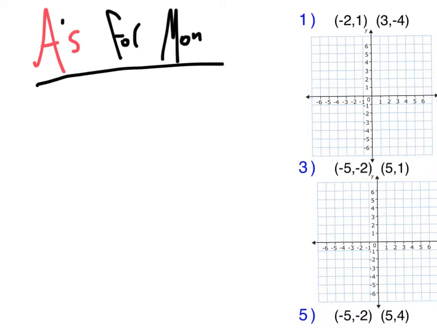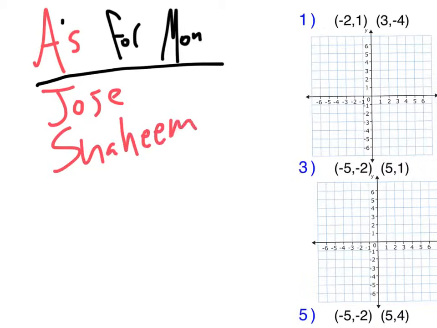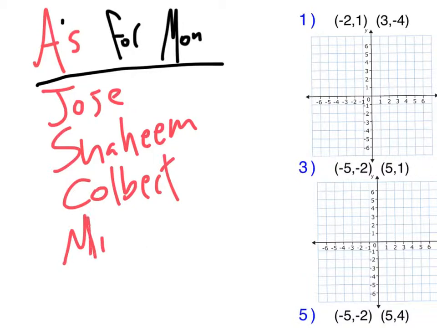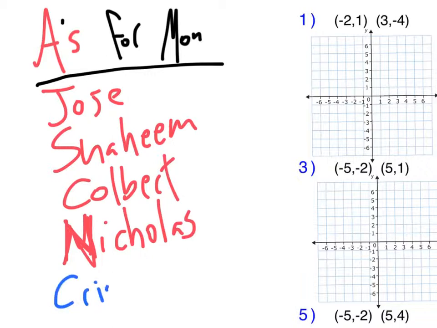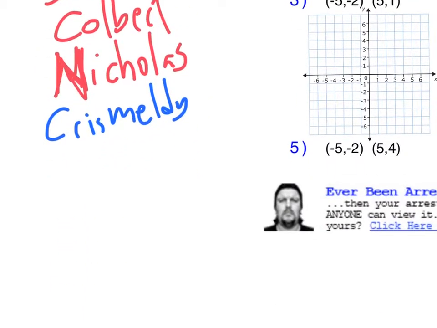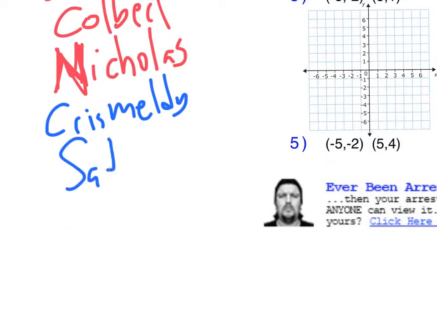You guys did a great job yesterday. Some of us earned A's, including Jose, Shaheem, Colbert, and Nicholas. And what I know is that today, in addition to these guys, Chris Meldy is going to earn an A. I know that Sade is going to come to class. Sade is going to earn an A. I know that Raven will also earn an A.